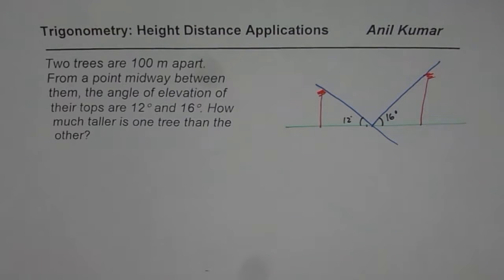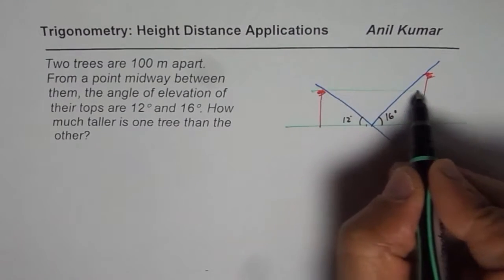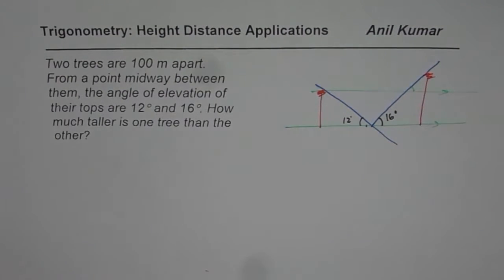To find how much taller, we should draw a horizontal line from the shorter tree, like this. So these two lines are parallel for us, correct? Now we need to find the answer: how much taller the tree is.